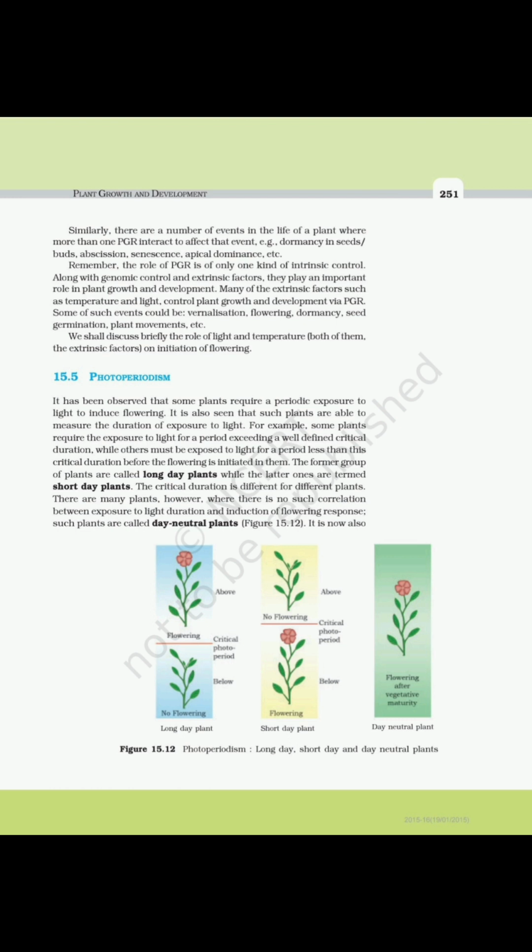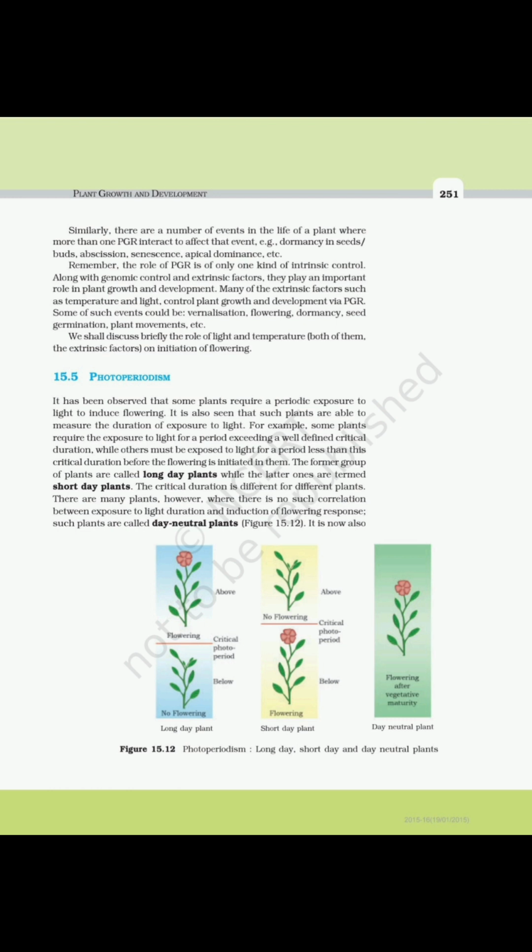Similarly, there are a number of events in the life of a plant where more than one PGR interact to affect that event, e.g., dormancy in seeds, buds, abscission, senescence, apical dominance, etc. Remember, the role of PGR is of only one kind of intrinsic control. Along with genomic control and extrinsic factors, they play an important role in plant growth and development. Many of the extrinsic factors such as temperature and light control plant growth and development via PGR. Some of such events could be vernalization, flowering, dormancy, seed germination, plant movements, etc.